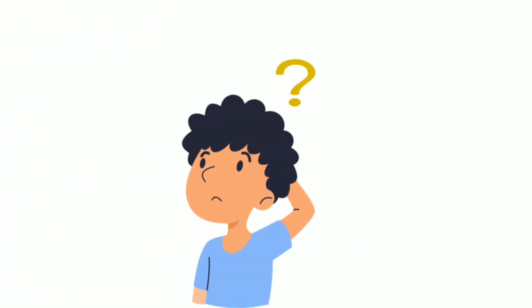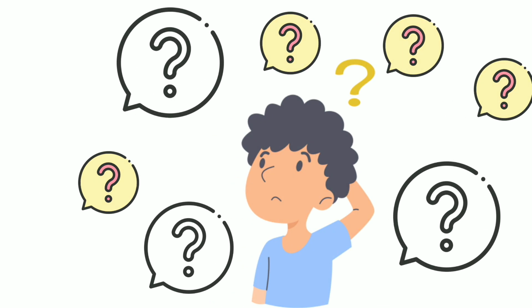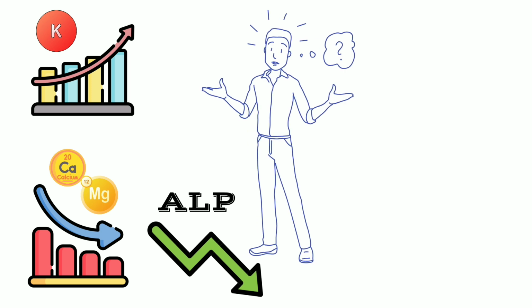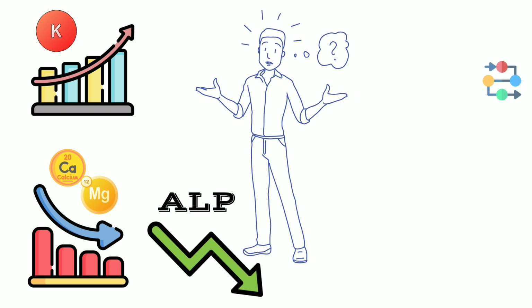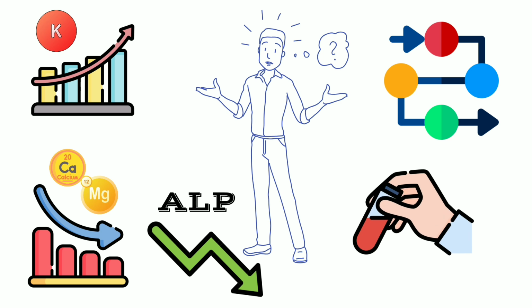Now, if someone wants to spot EDTA contamination, what will he or she do? There are a number of points you should keep in mind. The first one is to check whether there is high potassium or low calcium and magnesium. The second point is whether there is alkaline phosphatase dropout or not. The third one is to review the order of draw in sample handling. So all these points will tell you whether it is EDTA contamination or not.